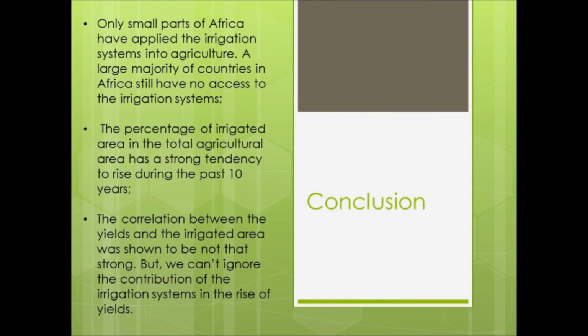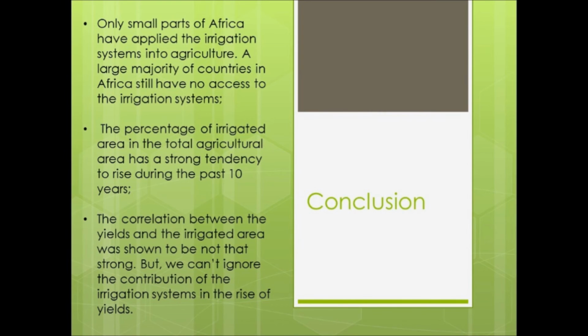All in all, we can come to the following conclusions. Point 1. Only small parts of Africa, such as Ethiopia, Morocco, Niger, etc., have applied the irrigation system to agriculture. A large majority of countries in Africa still have no access to the irrigation system. We think maybe not only because of awareness, but also because of the limited investment capital and natural resources.